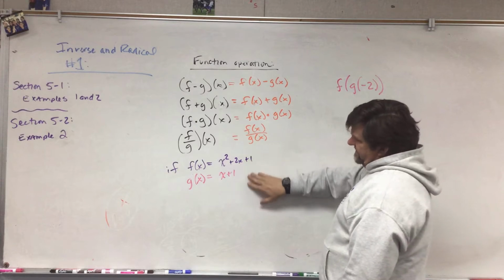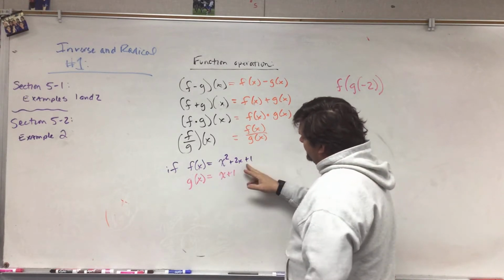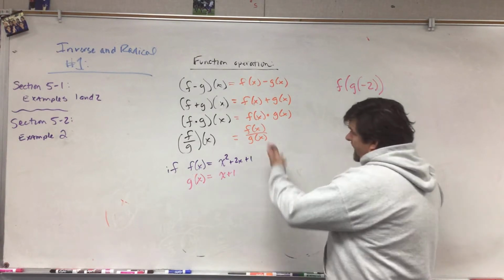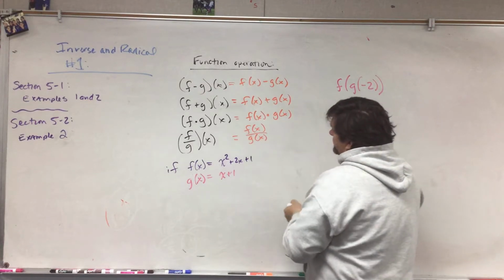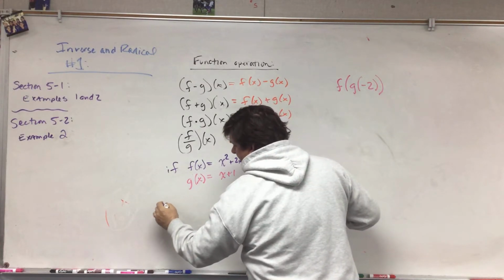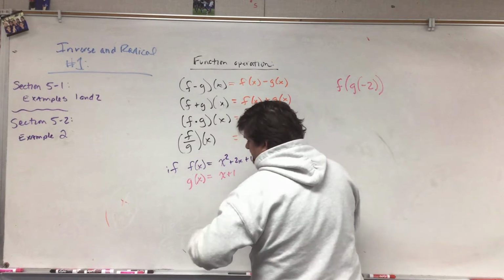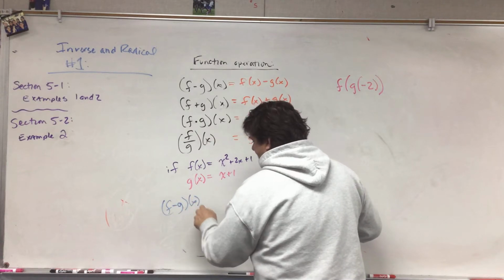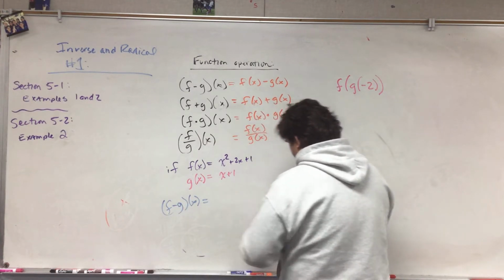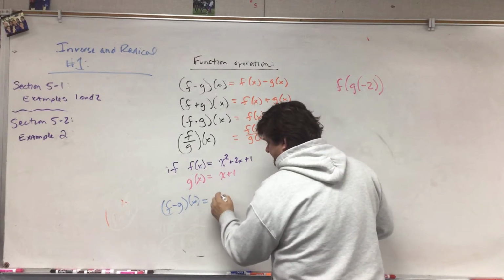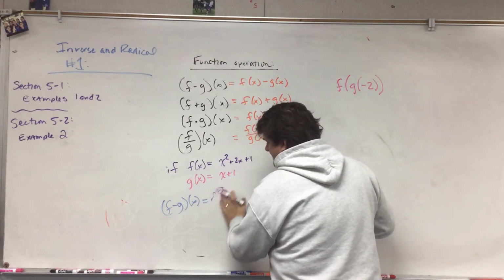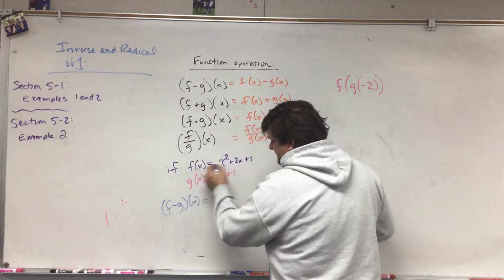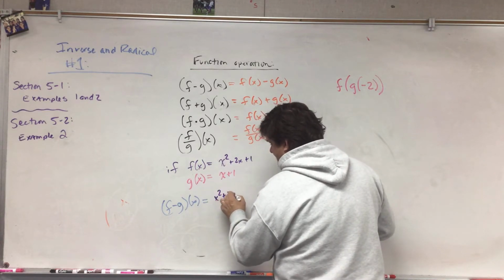So if we just take this one in particular, I have f of x as x squared plus 2x plus 1, and I have g of x as x plus 1. And we can take this first one that states f minus g of x. And so I would just take f of x here. So it's f of x minus g of x. So f of x is x squared plus 2x plus 1.